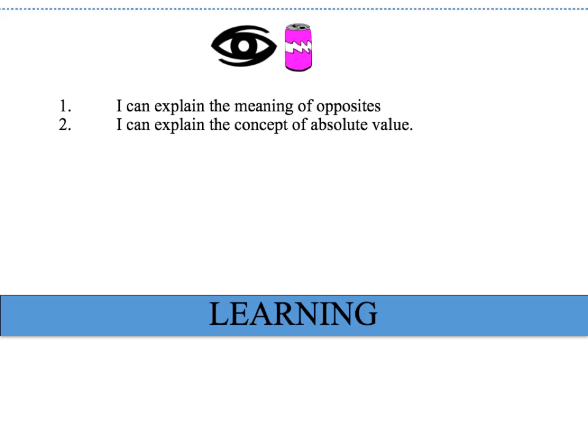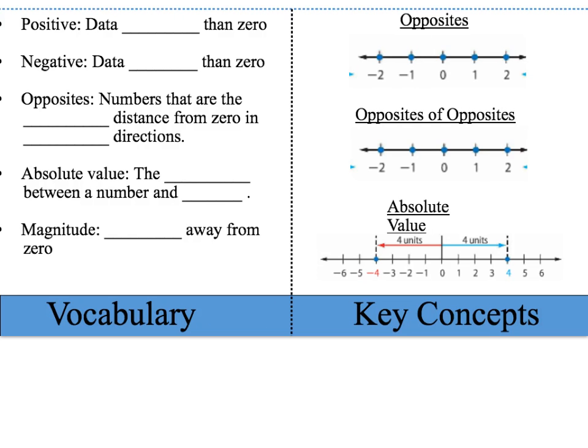For this lesson, we have two sets of I can statements. The first I can statement says, I can explain the meaning of opposites. And our second I can statement says, I can explain the concept of absolute value. So let's go ahead and talk about vocabulary on the left-hand side of our notes.